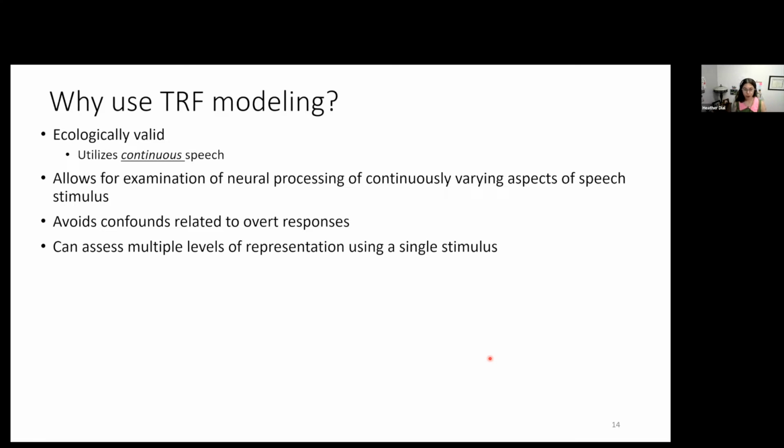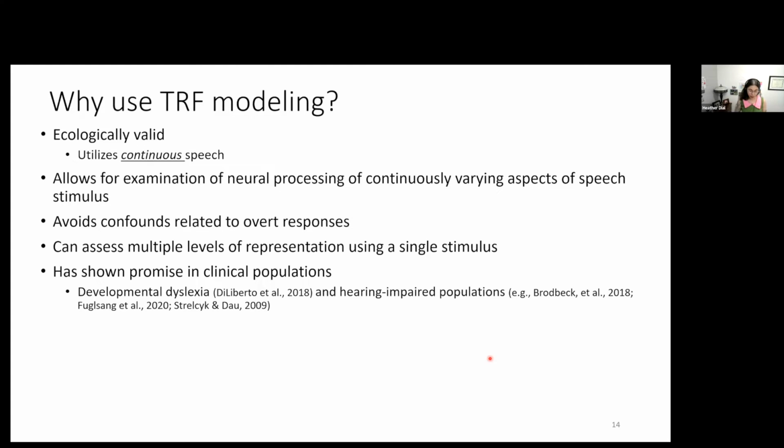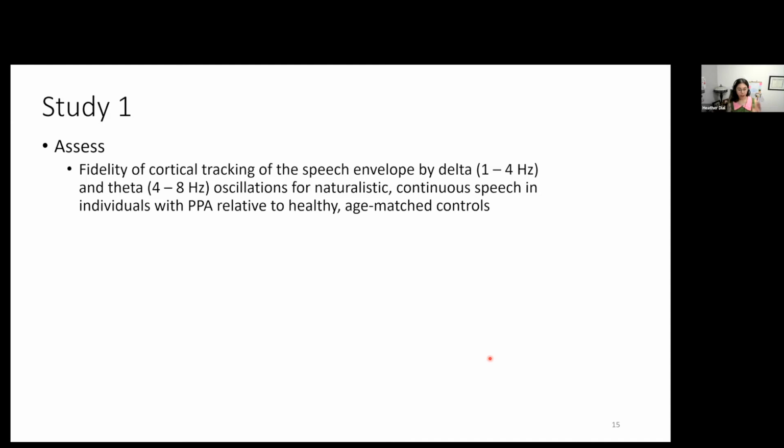We can also assess multiple levels of representation using a single stimulus, again, just by changing the way that we're modeling the stimulus. And it has shown promise for use in clinical populations. So it's been used in developmental dyslexia and individuals with hearing loss. And so what we're doing in this first part is we are looking at cortical tracking of that speech envelope in the delta and theta range for these naturalistic continuous speech stimuli in individuals with PPA relative to a neurotypical age and education matched control group.